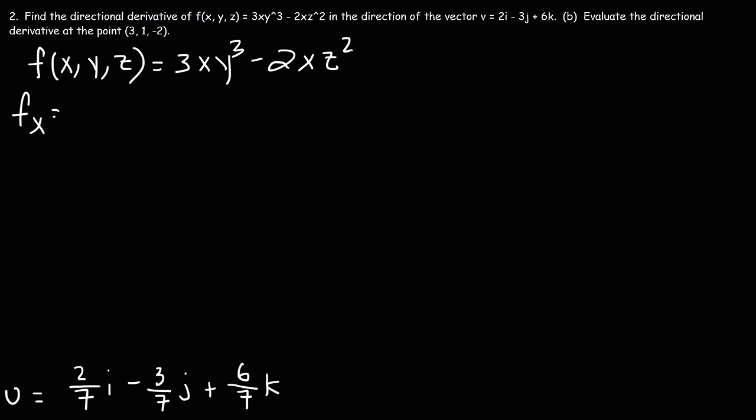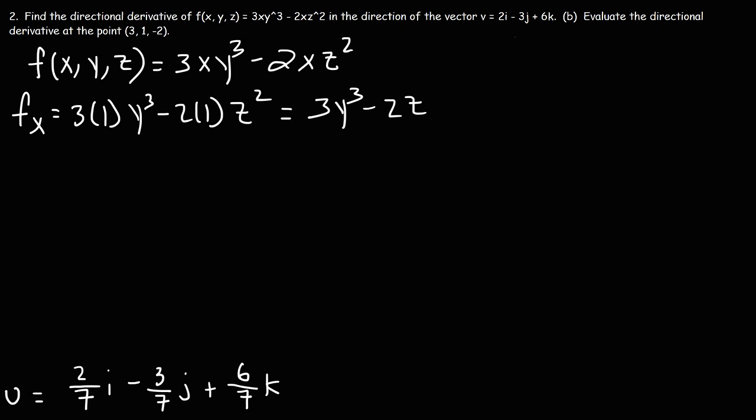So let's find f sub x. We're going to treat y and z as if they're constants. The derivative of x is 1. And so we're going to get this. It's going to be 3y to the third power minus 2z squared. So that's the first partial derivative.